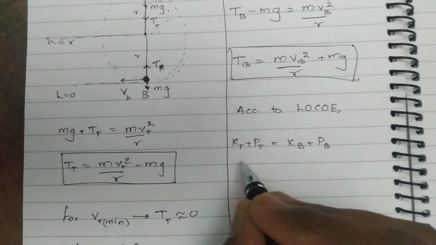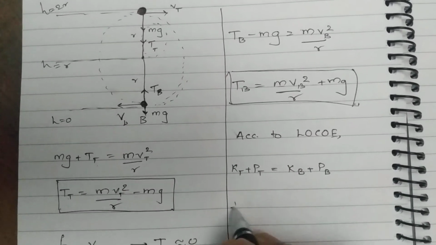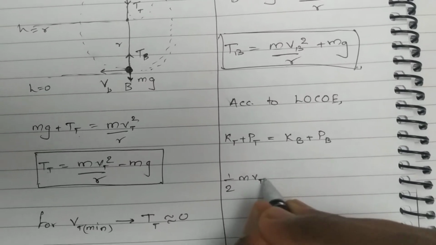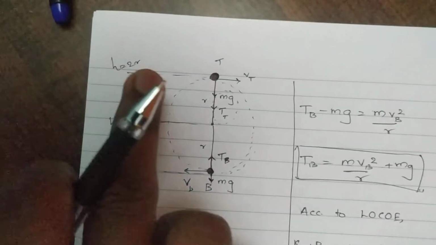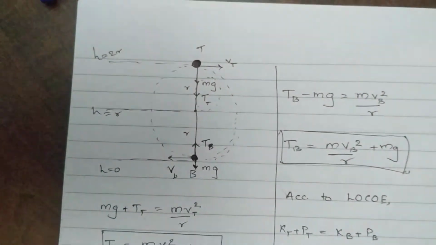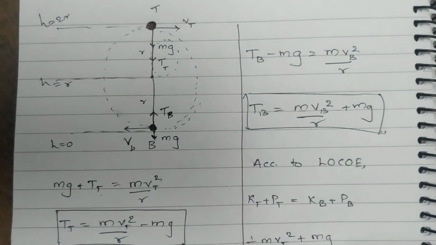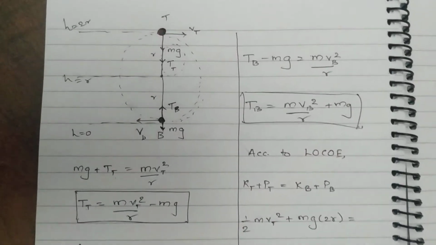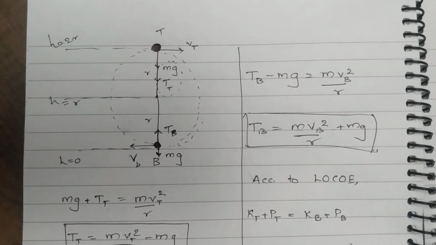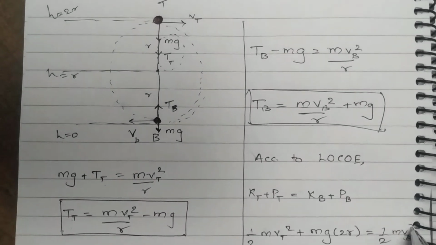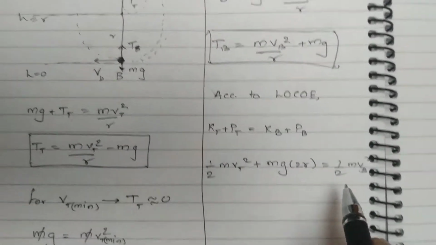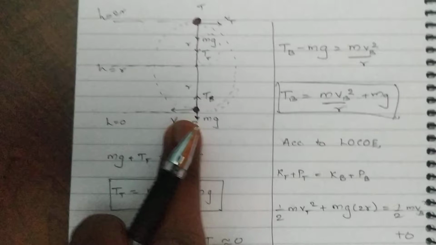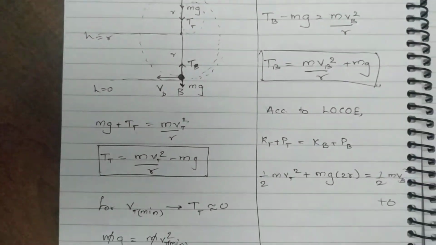Coming back, kinetic energy at the topmost position, you are very well aware of the kinetic energy formula, is half m vt square, plus potential energy at the topmost position, which will be mgh, where h will be equal to 2r, that is mg multiplied by 2r, is equal to kinetic energy at the bottommost position, which will be half m vb square. And potential energy, since we don't have any, we simply write it as 0 because the height at the bottommost position is considered as 0.